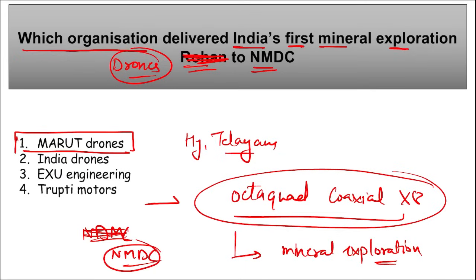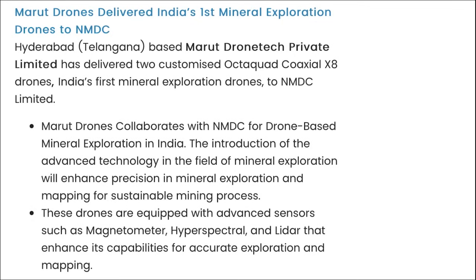What is the name of the drone? Octa-quad coaxial X8. Name of the company, Marut Drones, Marut Drone Tech Private Limited, and it is a Hyderabad, Telangana based company. They delivered their first mineral exploration drone to NMDC. These drones are equipped with magnetometer sensors, hyperspectral sensors, LiDAR technology, and so on. Here you can see Marut drones delivered India's first mineral exploration drones to NMDC.